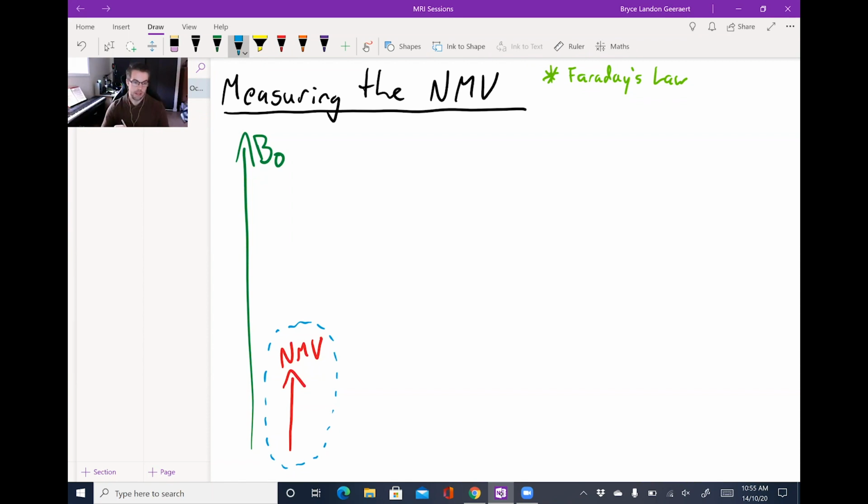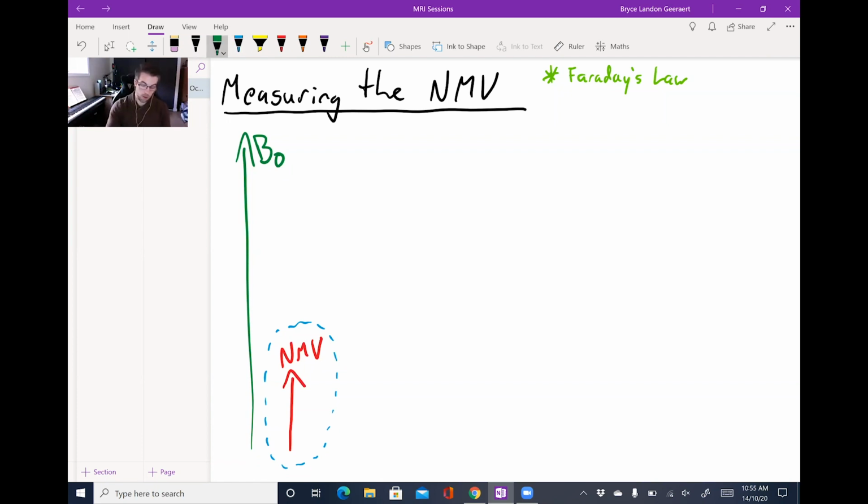And the problem, even if we increase field strength to increase our NMV magnitude, is exacerbated because then we have a larger B0 field as well. So really, we shouldn't be measuring the NMV when it's oriented with B0. And it turns out the engineers that make MRI machines are smart, so they don't do that.